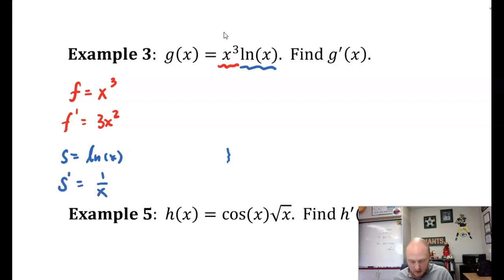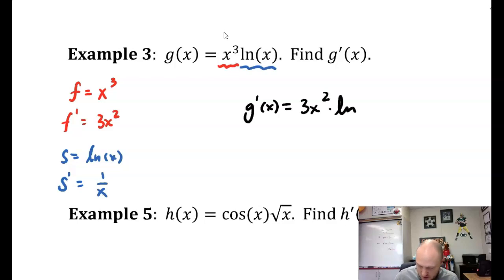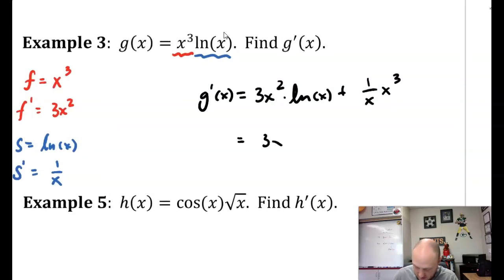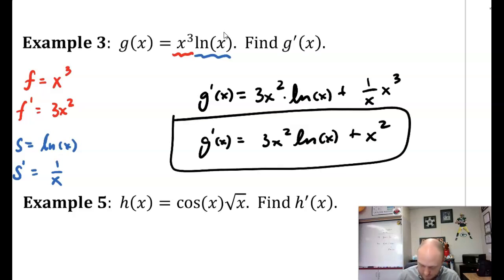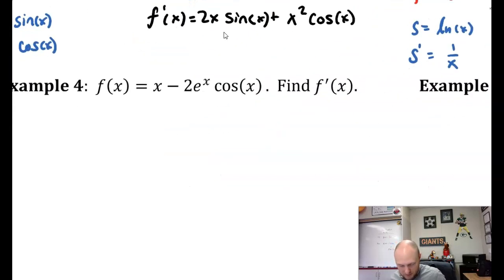Okay, so now that I've worked through that off to the side, I can just say, okay, g prime of x is equal to 3x squared times the natural log of x plus the derivative of the second, 1 over x, times x cubed. And of course, we can clean this up. 3x squared natural log of x plus x to the power of 2. Okay, so there is our function. Pretty straightforward, right? Not too difficult or complicated.